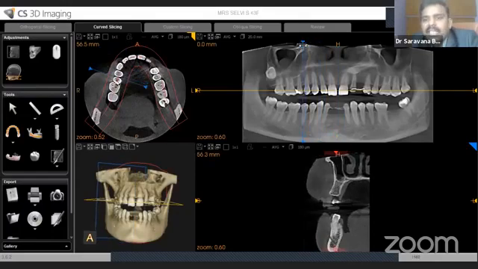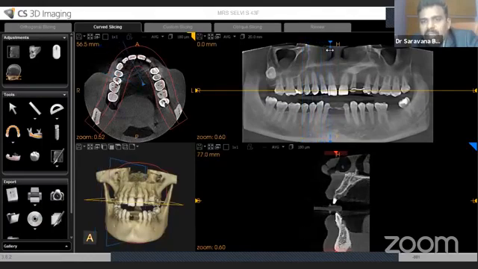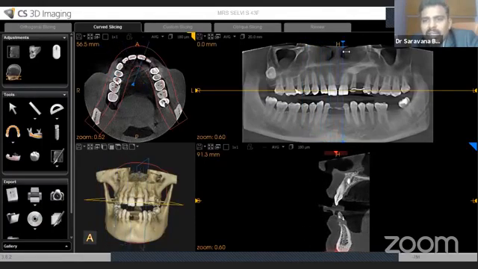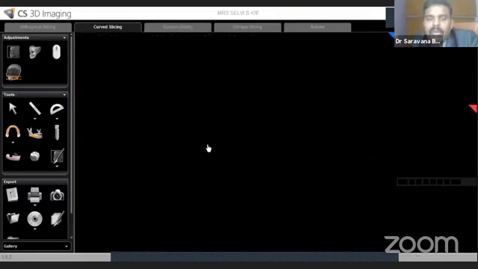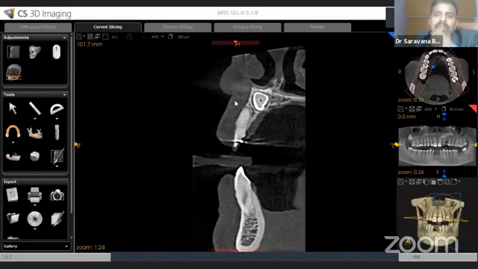For example, now I am going to look at the impacted tooth number 23. I am moving this cross sectional slice in the OPG. Tooth number 22 is here. Okay, this is tooth number 22. I am going to maximize this slice. This is tooth number 22. Look at the crown of impacted 23.